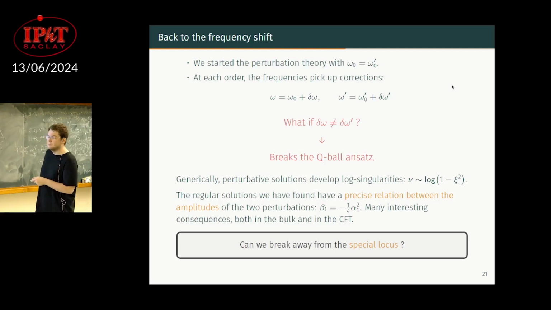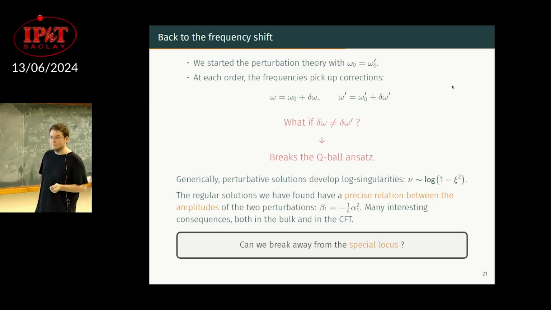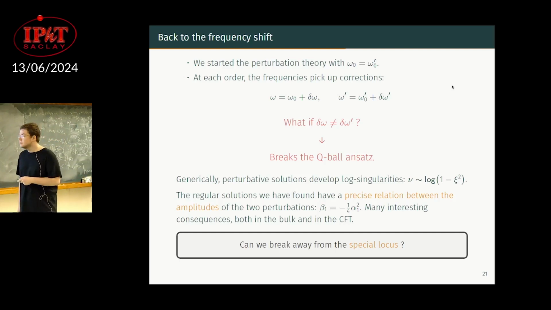Rodolfo talked about the special locus. This relation is called the special locus, and Rodolfo talked about it in the supersymmetric context. But in the non-supersymmetric context, we also find the special locus, and you can sort of understand its meaning both in the bulk and the CFT. But the question that I want to ask now is, now I have a time-dependent ansatz, and I want to know if we can break away from the special locus.